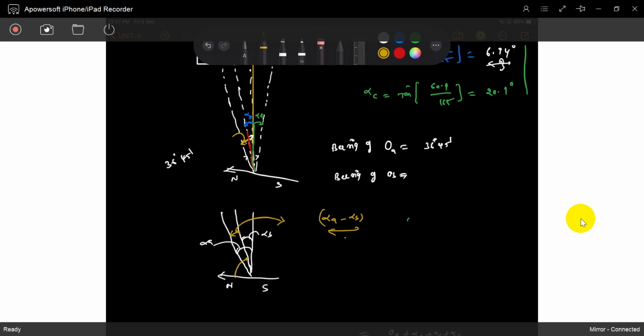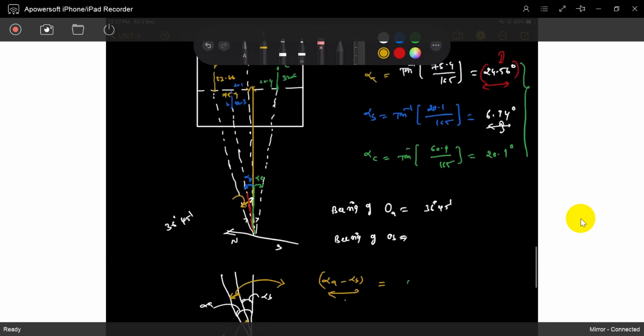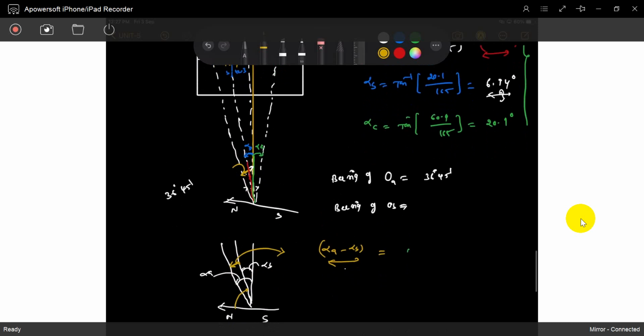Understood? So that is the small mistake we made. Got the idea? So that's the small mistake that will happen. So we want to find out this small angle. What is that? Alpha A minus alpha B? 24 minus 6, 18. Almost 18. So get the value.